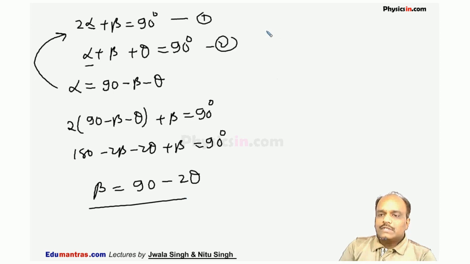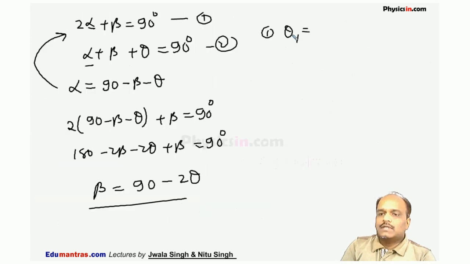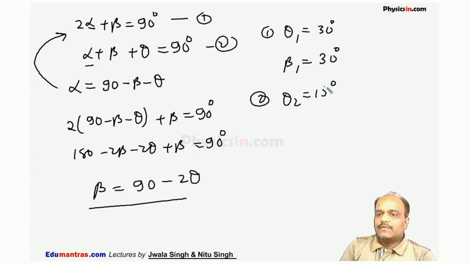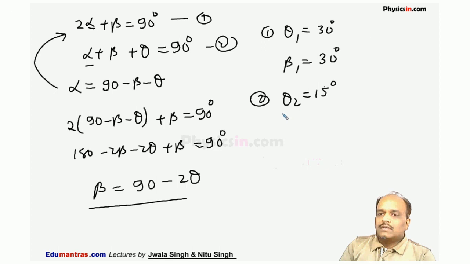So in the first case, it is given theta 1 is 30 degree. So beta 1 is 90 minus 2 into 30, that is 30 degree. In the second case, theta 2 is 15 degree. It is given. So I can say beta 2 is 90 minus 2 into 15, that is 90 minus 30, is 60 degree.